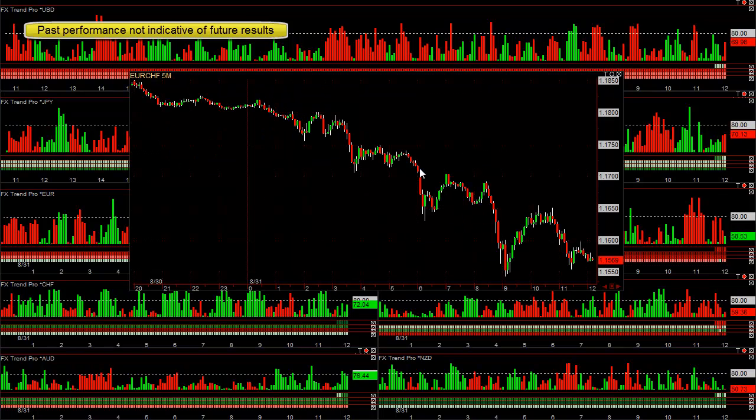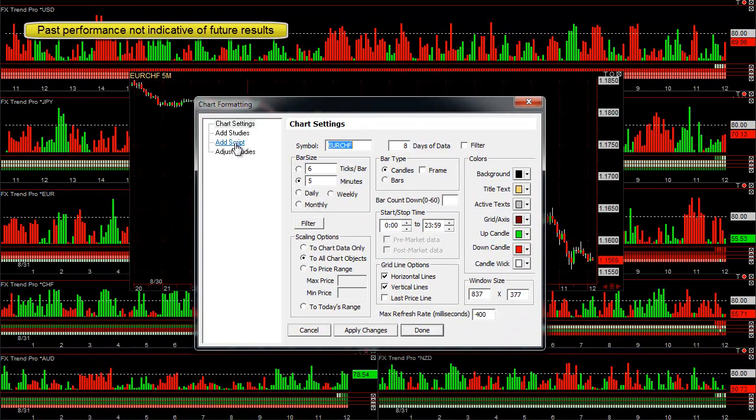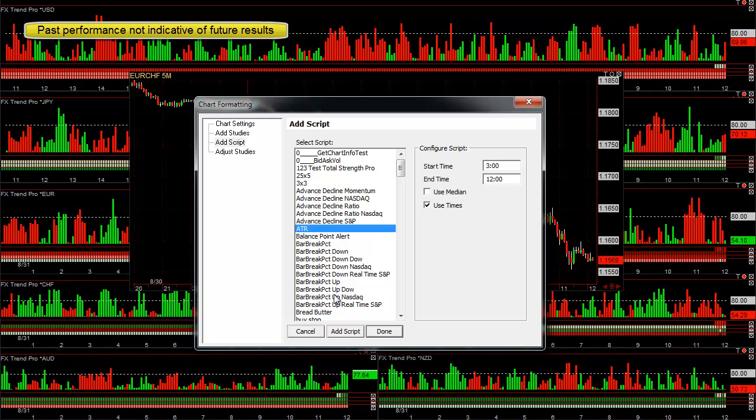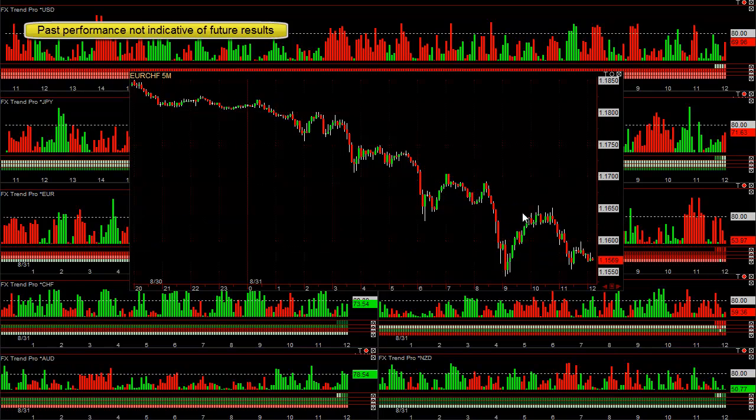When you properly size the candle bars, in other words the Euro Swiss, if you wanted to create something similar to a 5-minute bar, you just go to add script, and this will tell you how many pips per bar it normally moves. So the Euro Swiss actually moves about 10.86 pips per bar. So 6 was a little bit too tiny for this one.